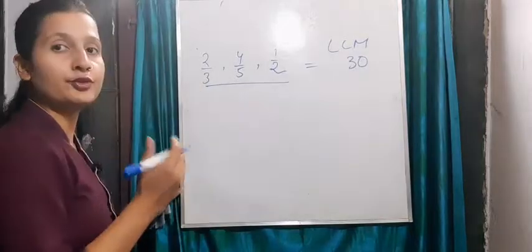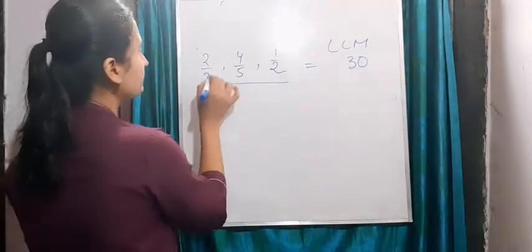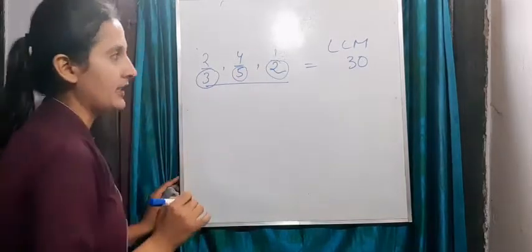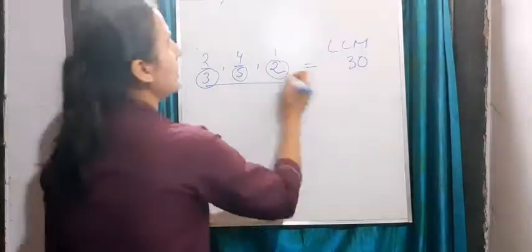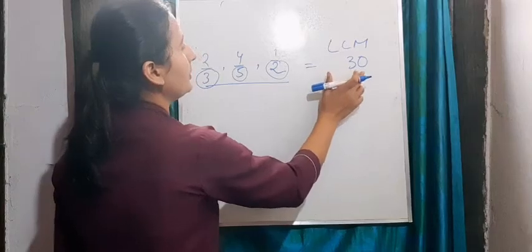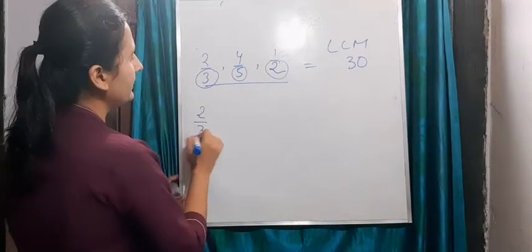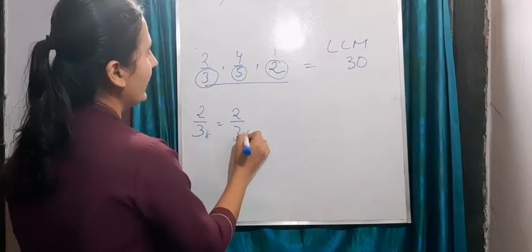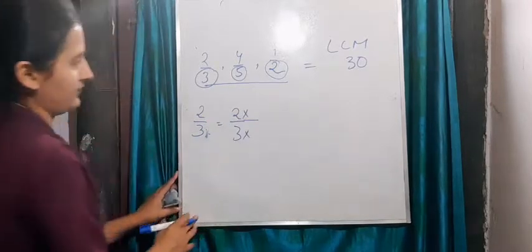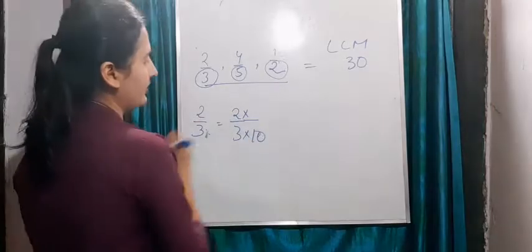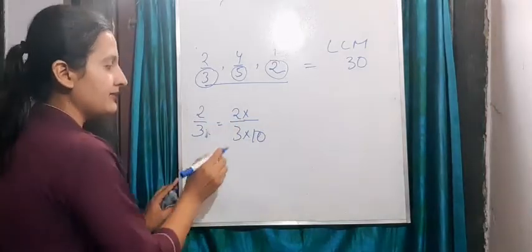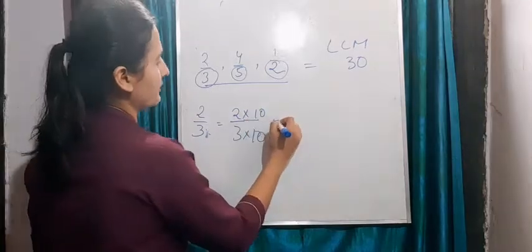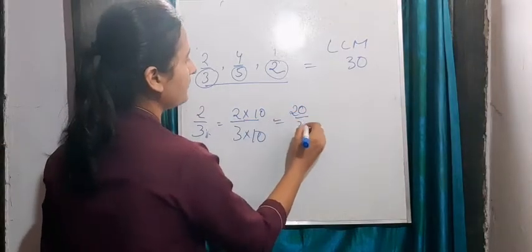Now what we have to do next is make everyone's denominator the same. So how will we do it? By making it equal to 30, the LCM. Suppose 2 by 3. How will you get 30 as a denominator? When we multiply by 10, right? So if we are multiplying the denominator by 10, then we have to multiply the numerator by 10 as well. So we will get 20 by 30.